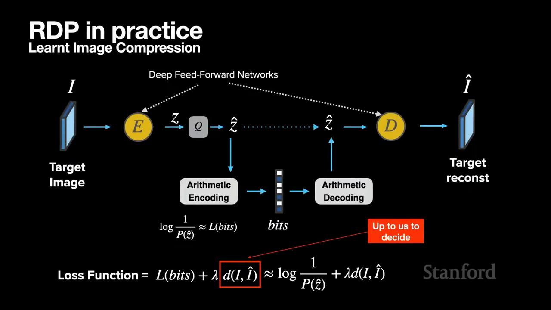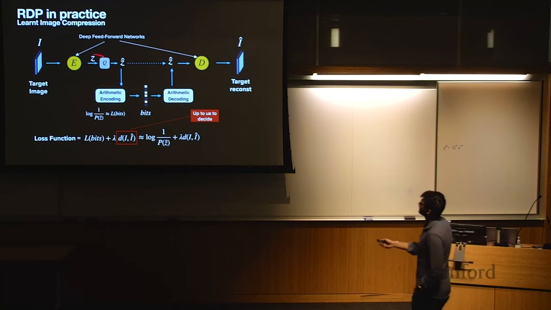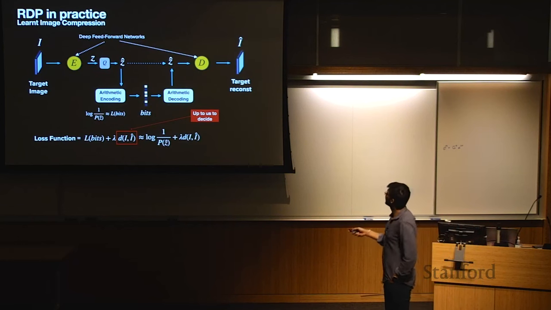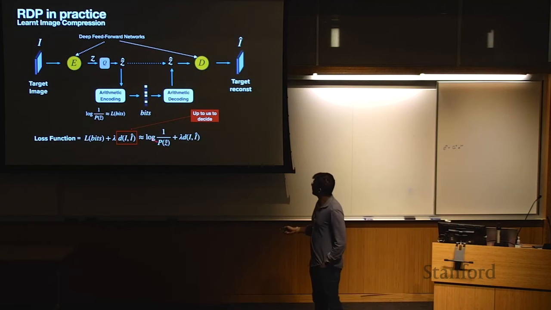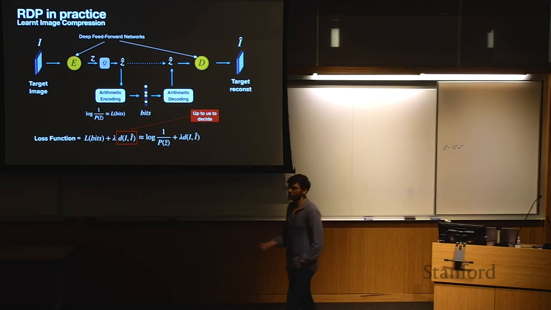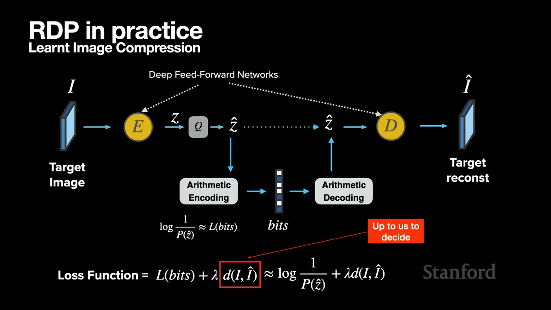But in practice also, this RDP framework is already being used in many different senses. So recall this picture from the compression lecture, right? We had this particular image and we were trying to optimize D. And I said that one of the very good benefits of this framework is that this distortion is really up to us to decide, right? I can plug in anything as long as it's differentiable.